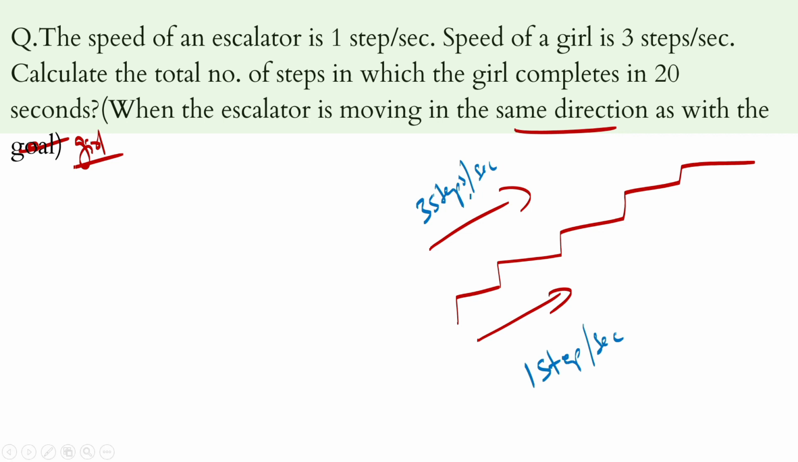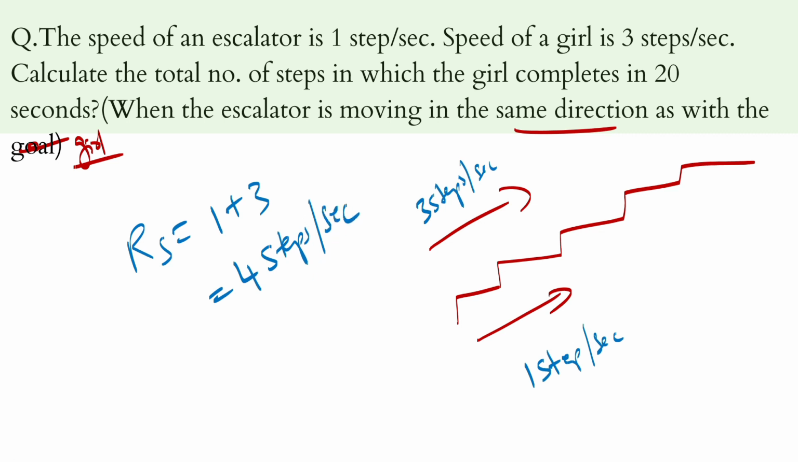All right. So what is the relative speed? Should we add or subtract? We must add. So 1 plus 3 is equal to 4 steps per second. So when the escalator and the girl work together, the distance traveled by both of them in 1 second is 4 steps. That is the relative speed of both of them, right? So 4 steps per second is the relative speed. But the question is, calculate the number of steps the girl completes in 20 seconds.